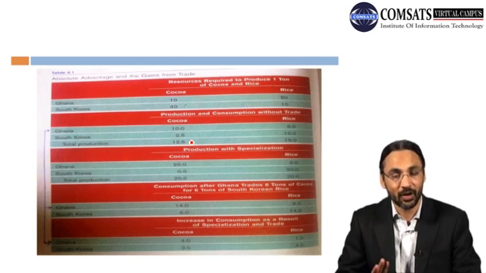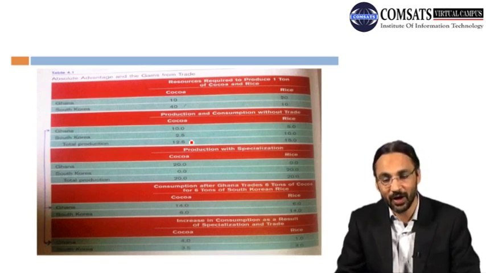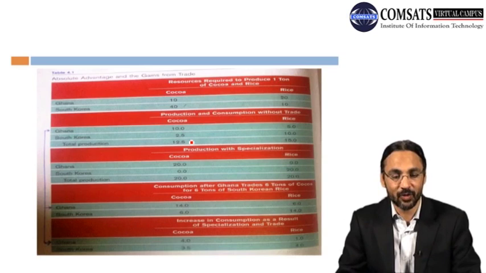When they are producing and not doing any trade, what's going to happen? They are going to stay in the figure between these two limits. Ghana could produce 10 units of cocoa and 5 units of rice, and South Korea could produce 2.5 units of cocoa and 10 tons of rice. The total production of cocoa across both countries would be 12.5 tons, and for rice, 15 tons, if they are not trading with each other.